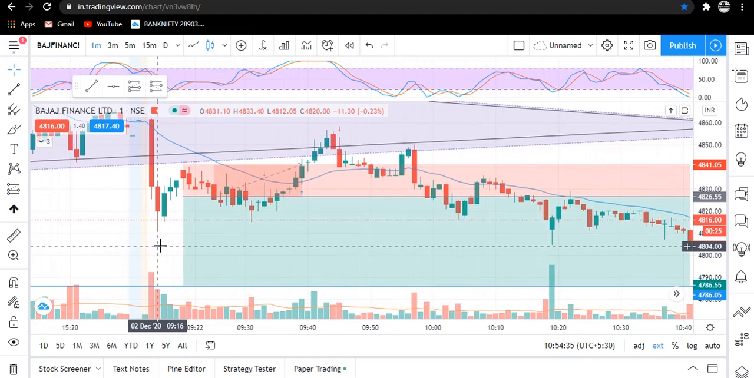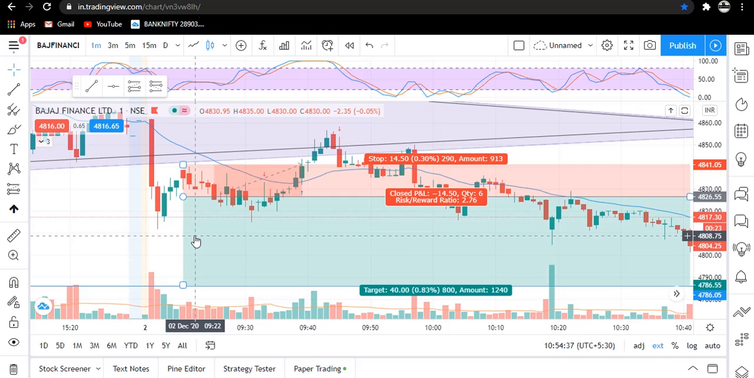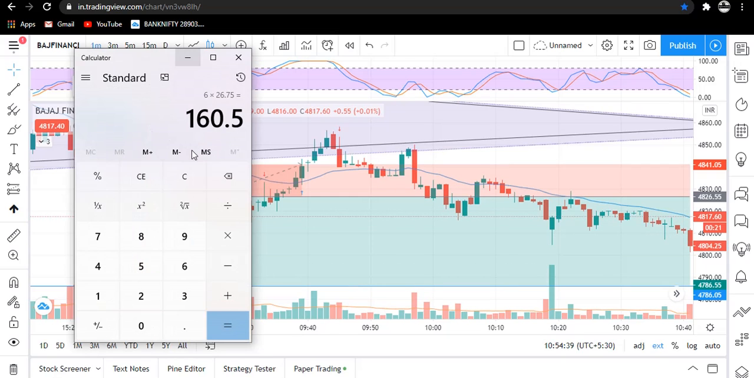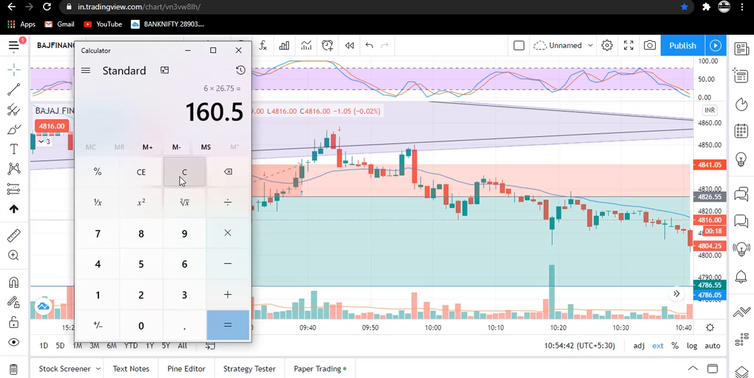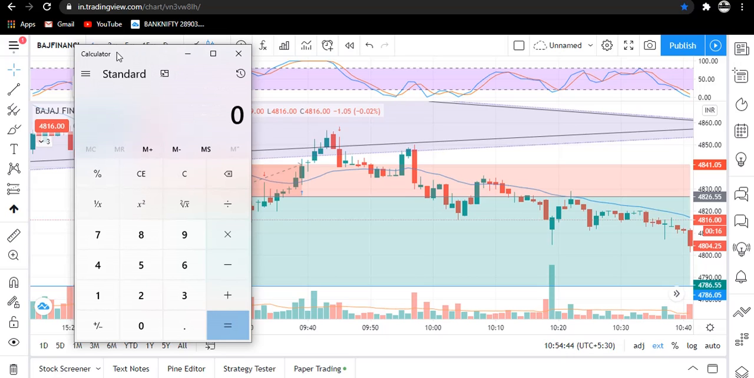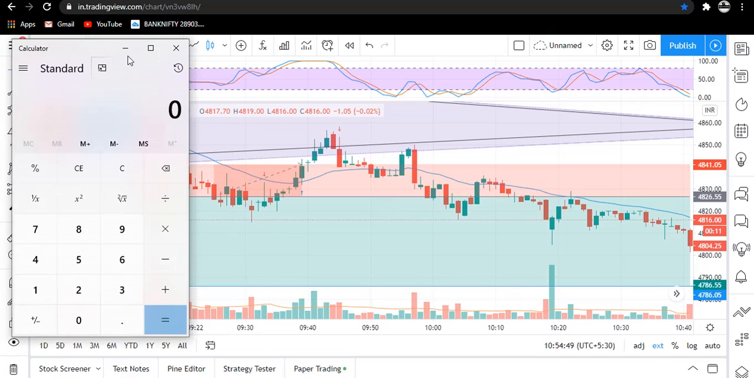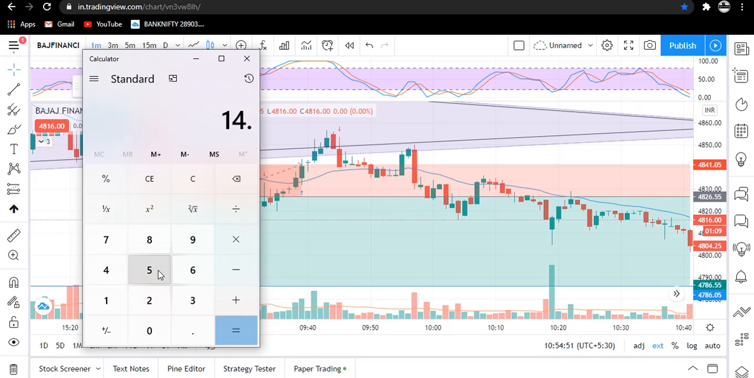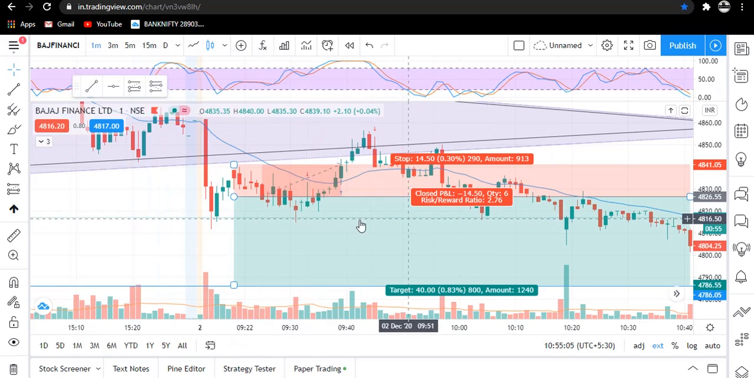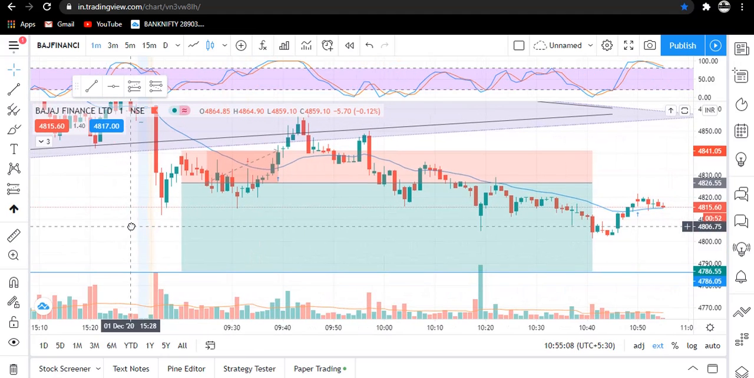But it has been covered. So let's calculate the loss in the first trade. Our stop loss points were 14.5 and our quantity was 6. So the loss which we booked in the first trade was 87. So 160 minus 87 is 73, which is our net profit today, and we are done for today's trade.